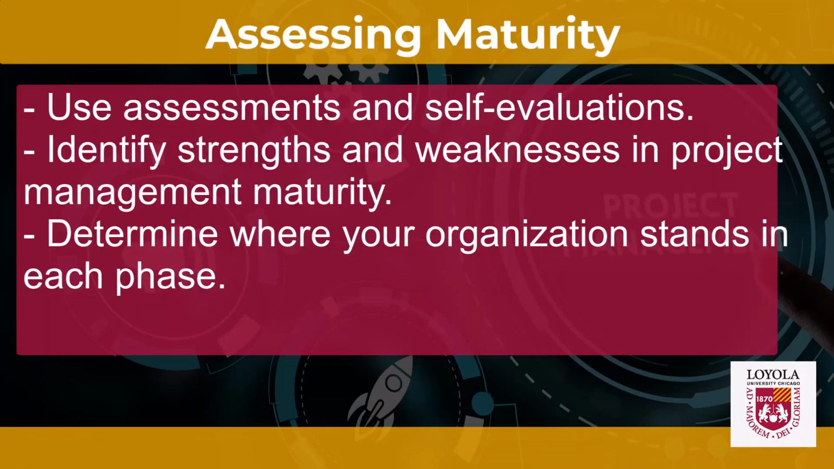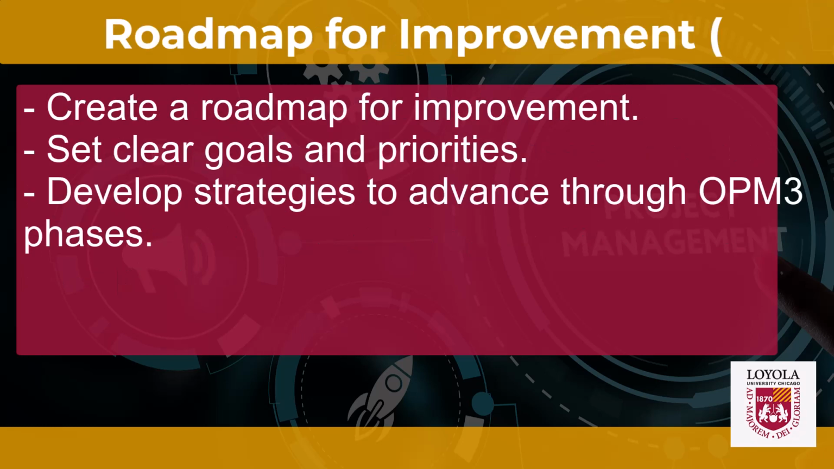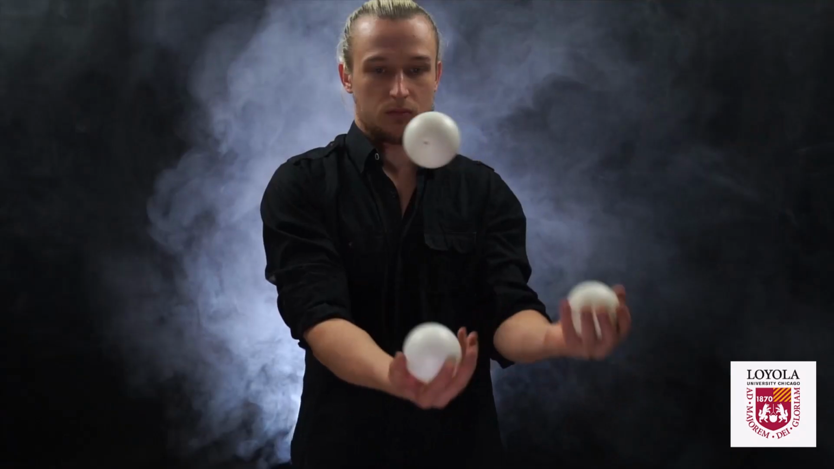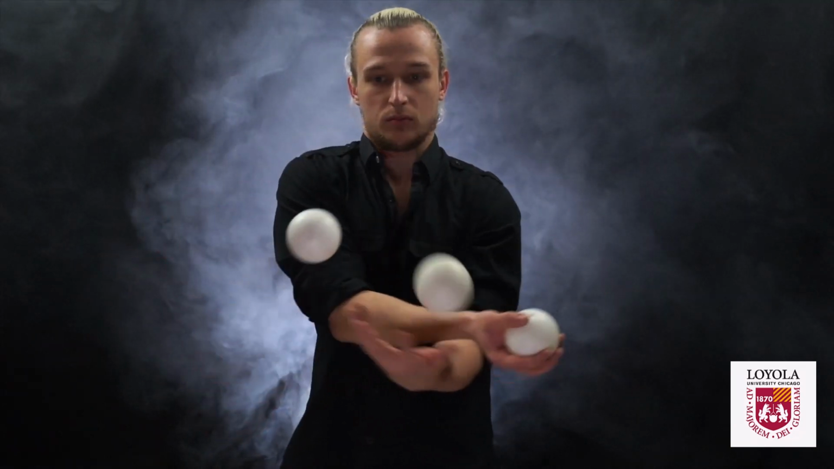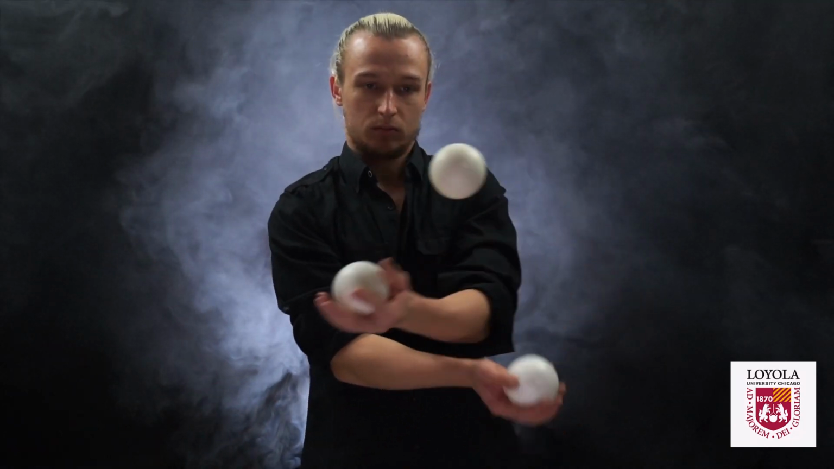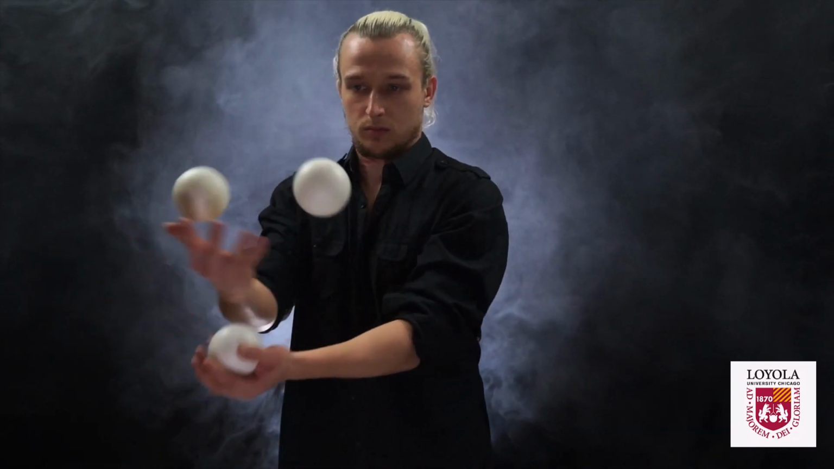Now, let's talk a little bit about assessing maturity. So how can you assess your organization's maturity in these phases? Well, there's an assessment and self-evaluation designed to help you gauge where you stand. Once you've assessed your maturity, it's time to create a roadmap for improvement. Setting clear goals and priorities is key to progressing through these phases. Create a roadmap for improvement, set clear goals and priorities, and develop strategies to advance through the OPM3 phases.